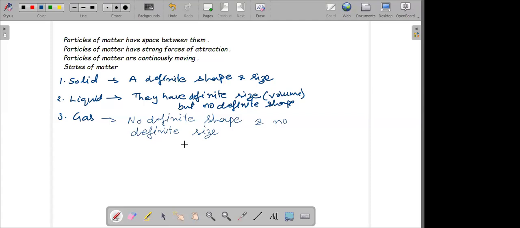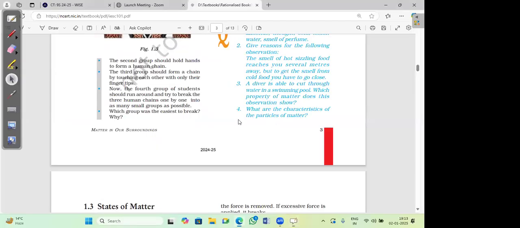Now, let's try to explain the differences between the properties of solids, liquids, and gases. Why is this difference there? Why do solids have a definite shape and size, while liquids do not, and gases do not as well? For solids, the particles of matter are held together with strong electrostatic forces of attraction.